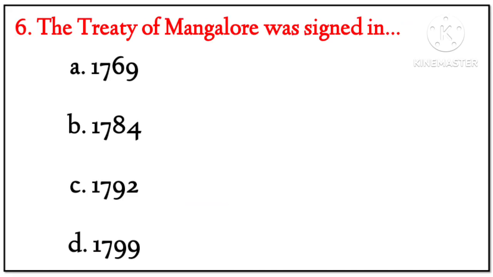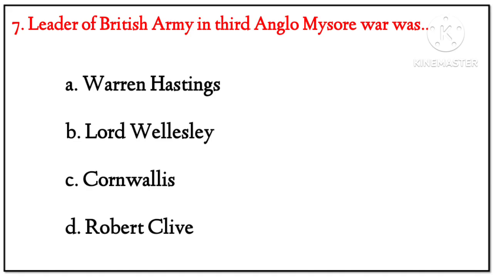Sixth one, the Treaty of Mangalore was signed in, options are, 1769, 1784, 1792 and 1799. Our right option is here, second one, B, 1784. Seventh one, the leader of British Army in the Third Anglo-Mysore War was, our options are, Warren Hastings, Lord Wellesley, Cornwallis, Robert Clive. Our right option is here the third one, Cornwallis.